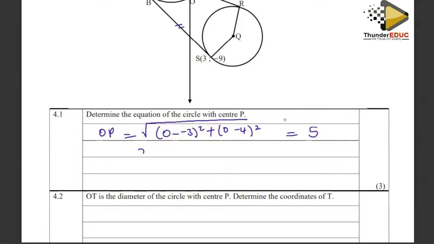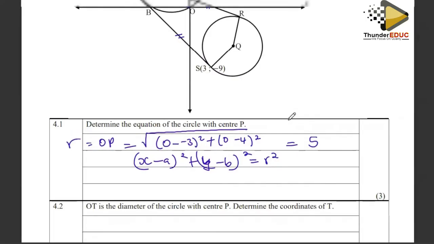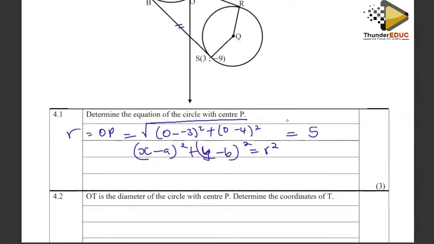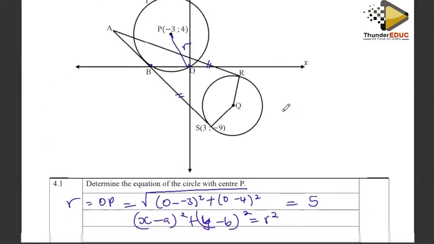We know that the general equation is (x minus a) squared plus (y minus b) squared equals r squared. So our x is a negative, meaning we're going to switch the sign to a positive. So (x plus 3) squared plus (y minus 4) squared. When you square 5, we end up with 25. So that is our equation for circle P.